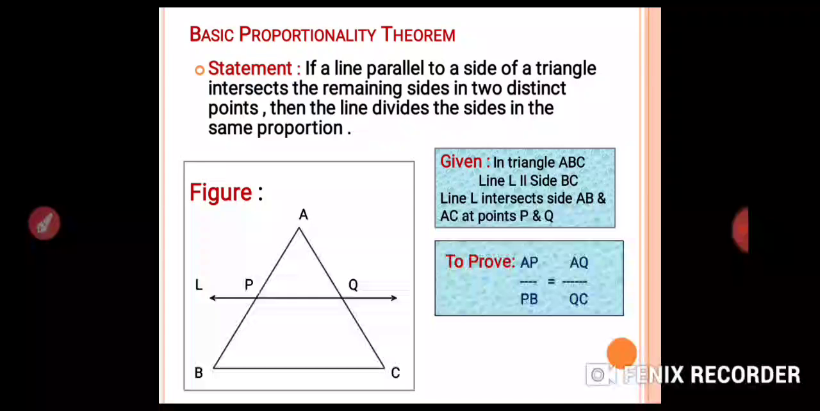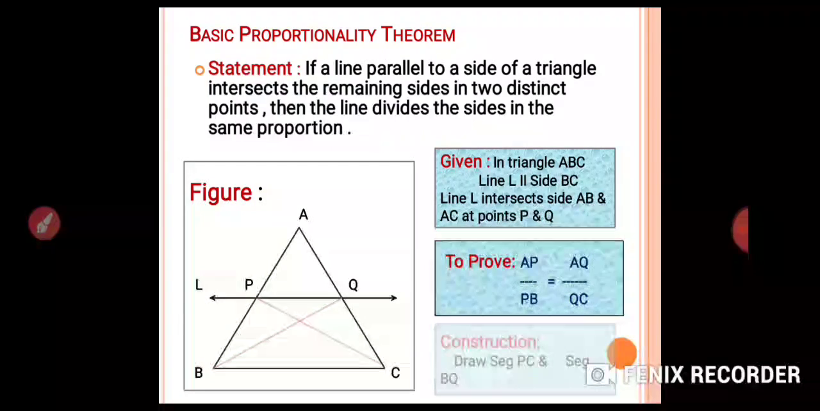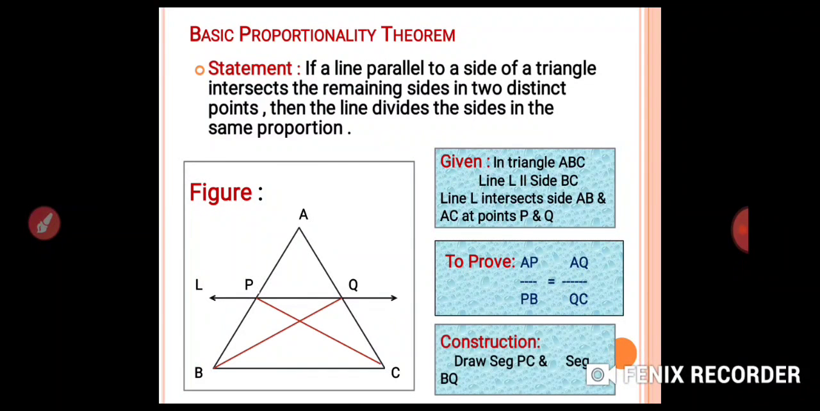That means observe the figure, line L divides side AB into a ratio and divides side AC into a ratio, and these ratios are equal. That means to prove is AP upon PB is equal to AQ upon QC. And to prove this ratio is equal, we draw some construction, that is draw segment PC and draw segment BQ. Here we have 3 points, that is given, to prove and construction.